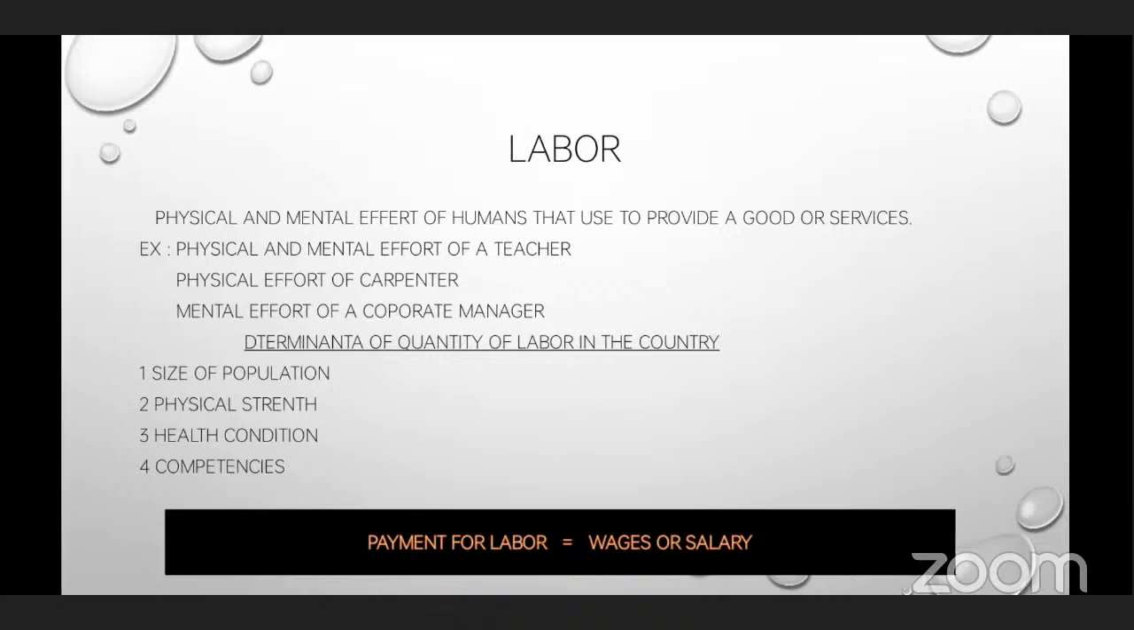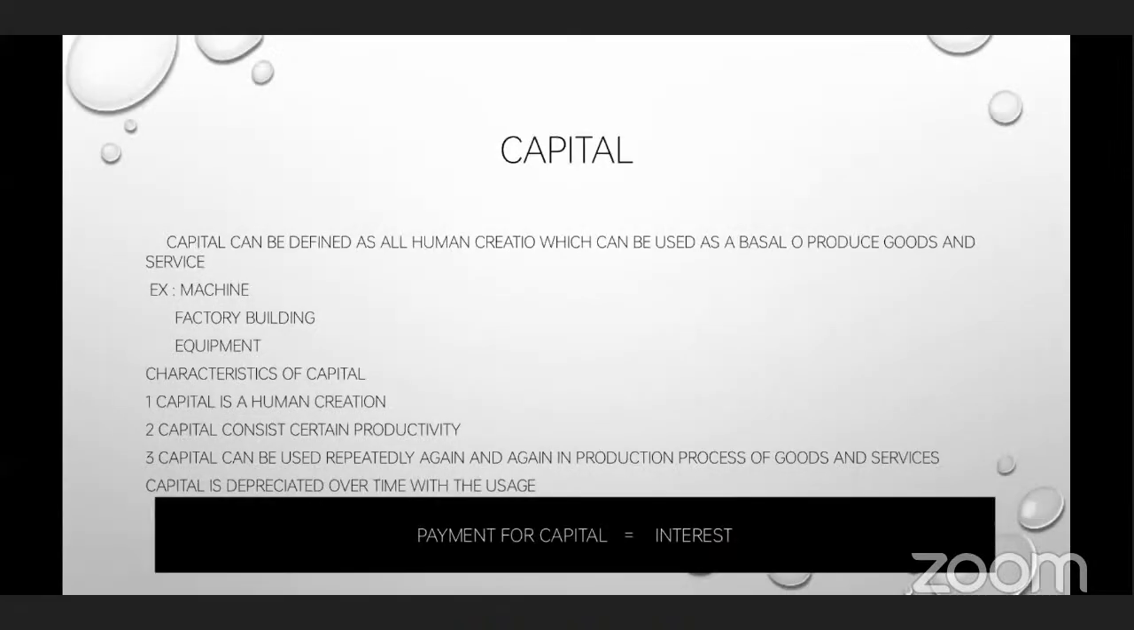Okay, we'll move to capital. Capital can be defined as all human creation which can be used as a basis to produce goods and services. The significance of capital is that it can be used repeatedly again and again in the process of production of goods and services. Examples for capital: machine, factory buildings, equipment.